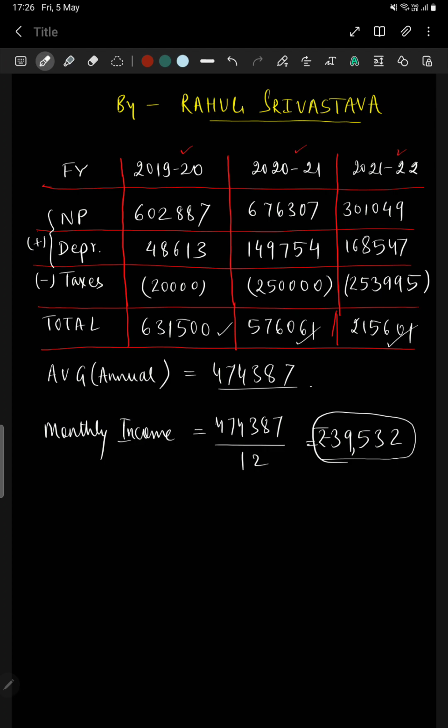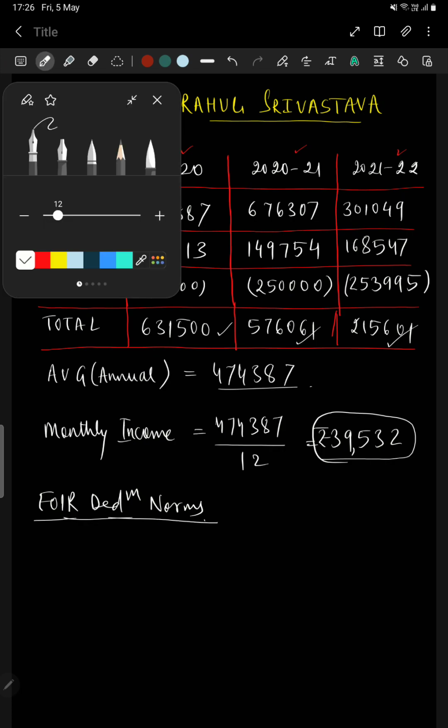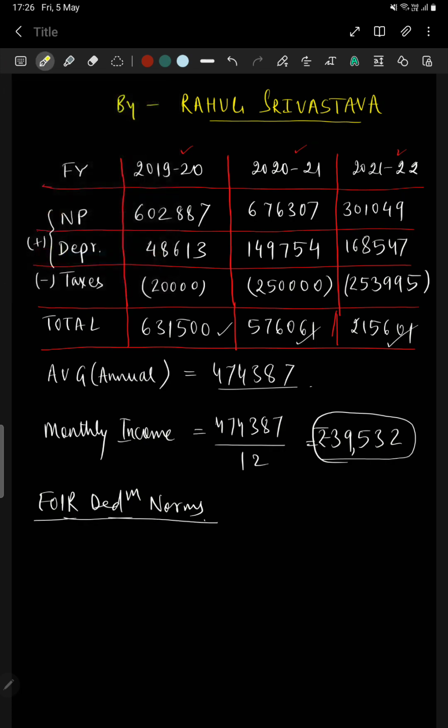इसके बाद what you need to see is our FOIR deduction norms. Now what does this FOIR deduction norm say? FOIR deduction norm says that there are two criteria, one is annual income and one is gross monthly income. So we have simply calculated the gross monthly income.